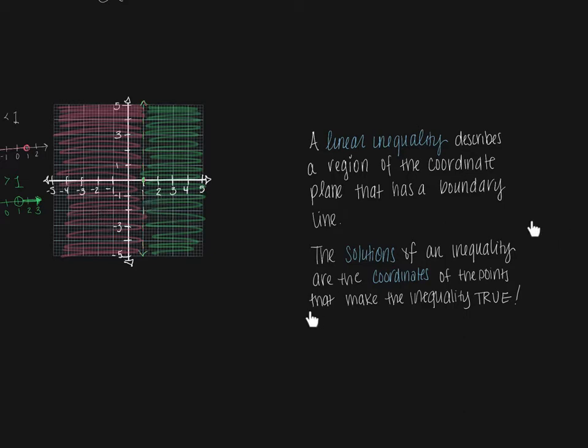And the solutions of an inequality are the coordinates of the points that make my inequality true. Here, I could take any points in my green section. I could take 3 and 1. I could take 5 and 3. I could even go way over here and take 6 and 10, and they would be a solution to the inequality because they would make the inequality true.